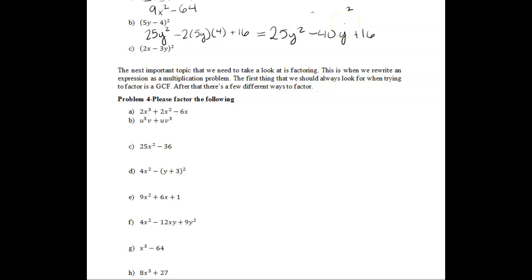Alright. And C is the same thing. So I'd get a squared, which is 4x squared, minus 2ab. So I'd get 2 times a, which is 2x, times b, which is 3y. Now plus b squared, which is 3y. So I've got 9y squared after squaring that entire term.